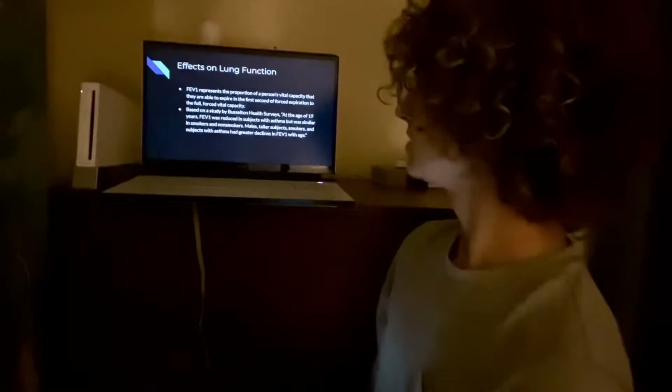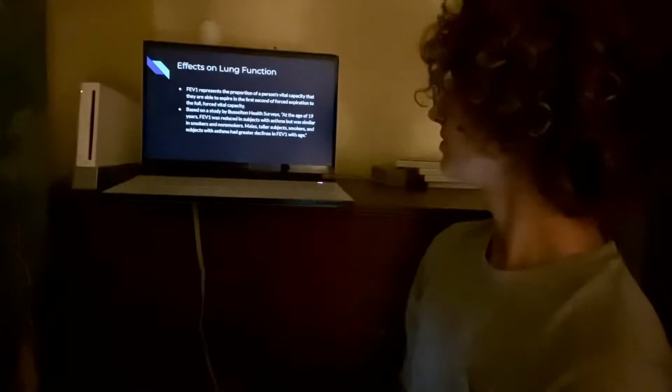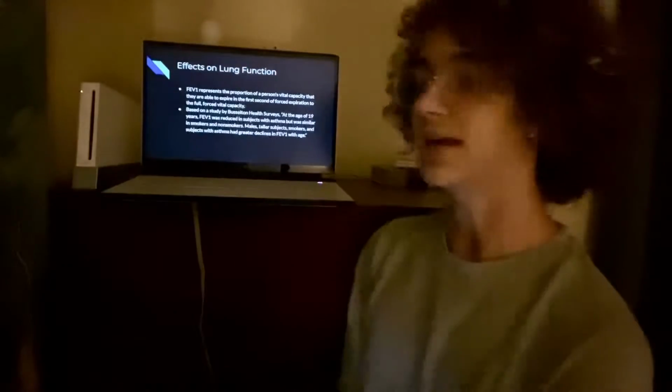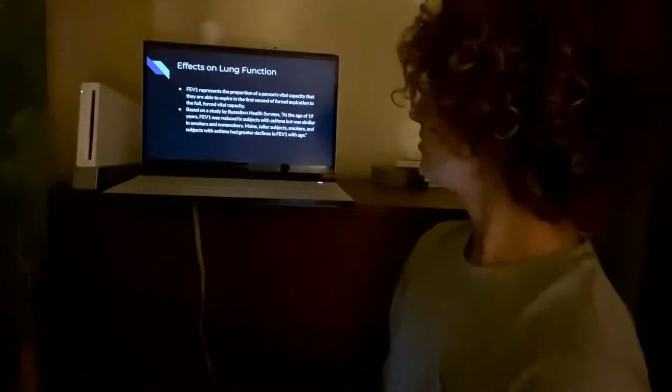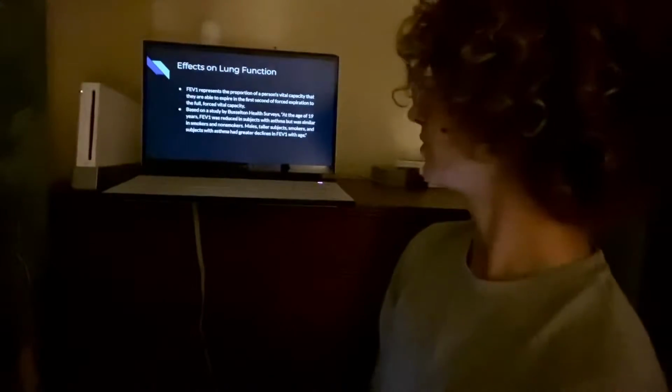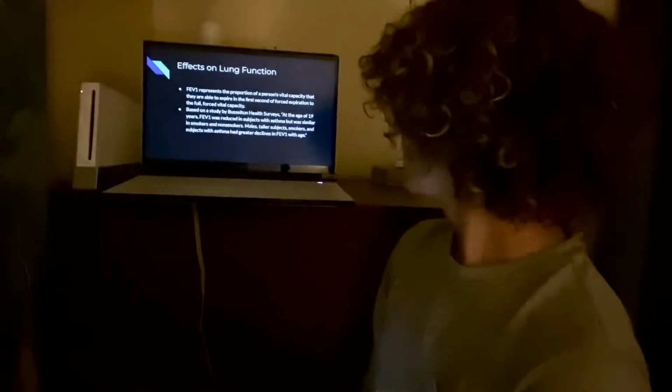Now, let's look at the study that was conducted by Busselton Health Surveys, which found that at the age of 19 years, FEV1 was reduced in subjects with asthma, but was similar in smokers and non-smokers. Males, taller subjects, smokers, and subjects with asthma had higher declines in FEV1 with age.